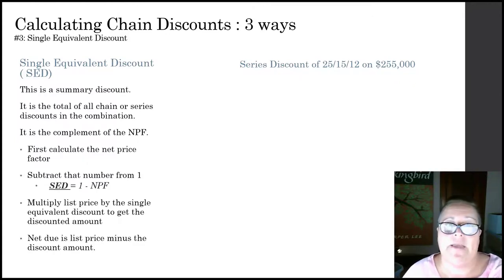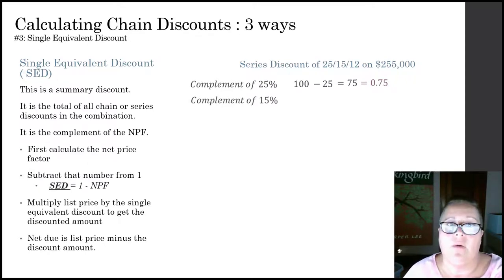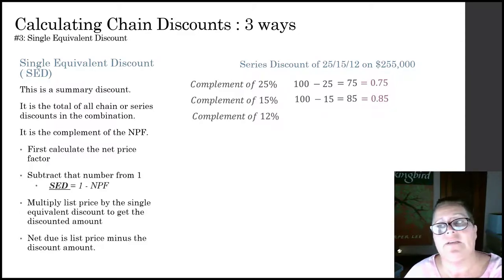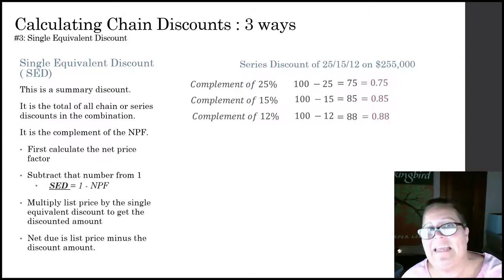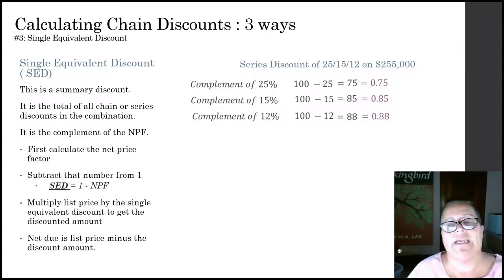So the complement of 25% is 100 minus the 25, or 75, which as a decimal would be 0.75. Likewise, the complement of 15% is 100 minus 15, or 85. As a decimal, this would be 0.85. And lastly, we'd have the complement of 12%. 100 minus 12 is 88. Converted to a decimal, we'd have 0.88.